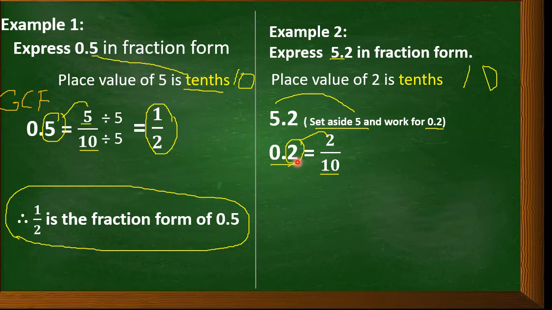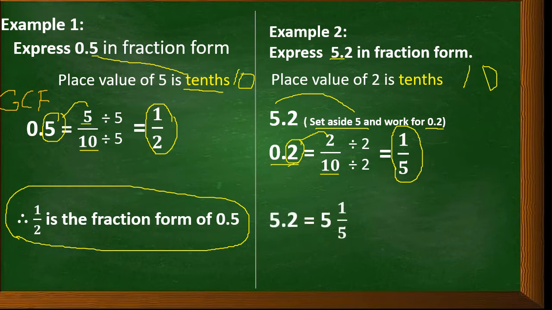Next, we have to reduce 2 over 10 to its lowest term by dividing 2 and 10 by the greatest common factor. And the greatest common factor is 2. So 2 divided by 2 is 1, and 10 divided by 2 is equal to 5. So 1/5 is the lowest term of 2 over 10.